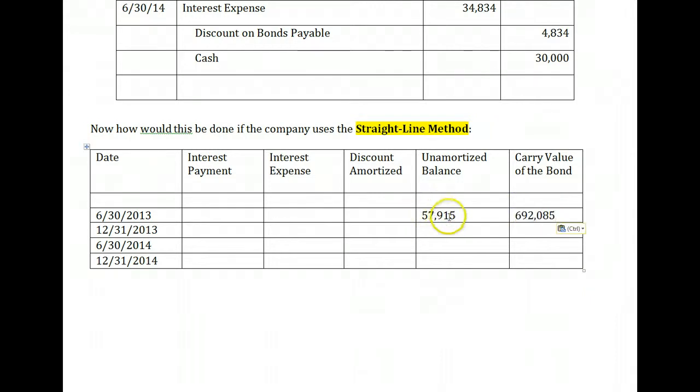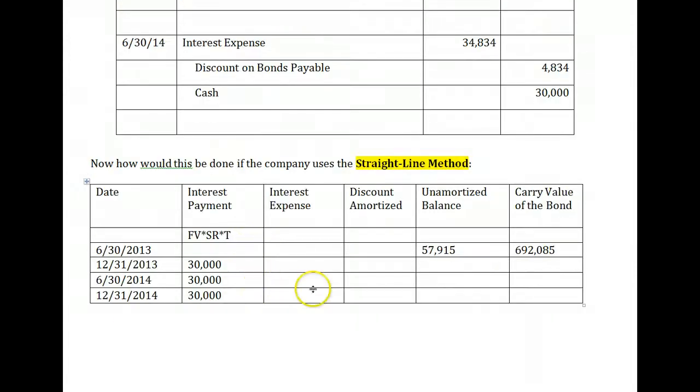The actual discount amount is $57,915. The carry value is $692,085. The method here only impacts our interest expense and our amortization. Again, under the straight line method, you always calculate the first number here the exact same way. So we've already done that, and we already know that our cash payment every 6 months is $30,000. That will not change, does not matter what amount. Now, the difference between the straight line and the effective interest.